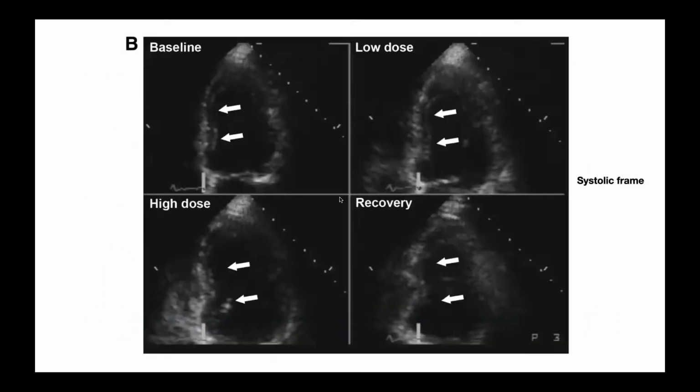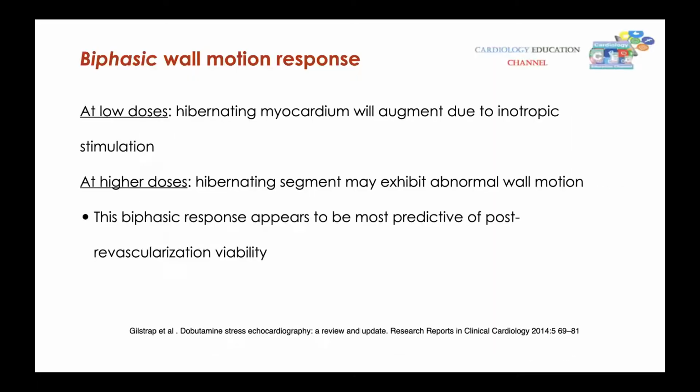As you can see, this is a systolic still image frame. In the systolic frames, you can see from the baseline there is no contractility. With the low dose, there's some contractility. With the higher doses, again there is no contractility, and in recovery there's no contractility. So this is a biphasic contractile response. As we said, at low doses you have a hibernating myocardium that will augment due to inotropic stimulation, and in higher doses it becomes ischemic, and there is deterioration of the wall contractility again.